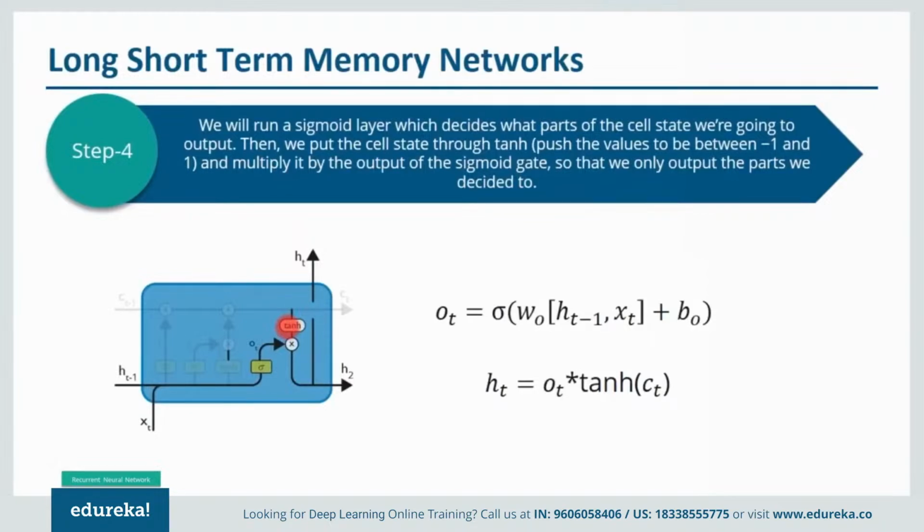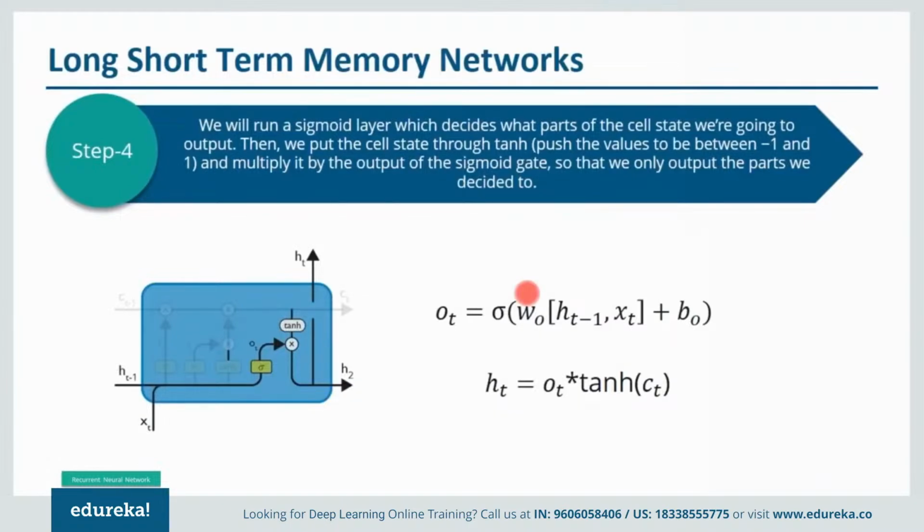And why do we do that? Just to push the values between -1 and 1. So after multiplying OT, that is this value, and tanh of CT, we'll get the output ht, which will be a new output, and that will only output the part that we decided to, whatever we have decided in the previous steps.